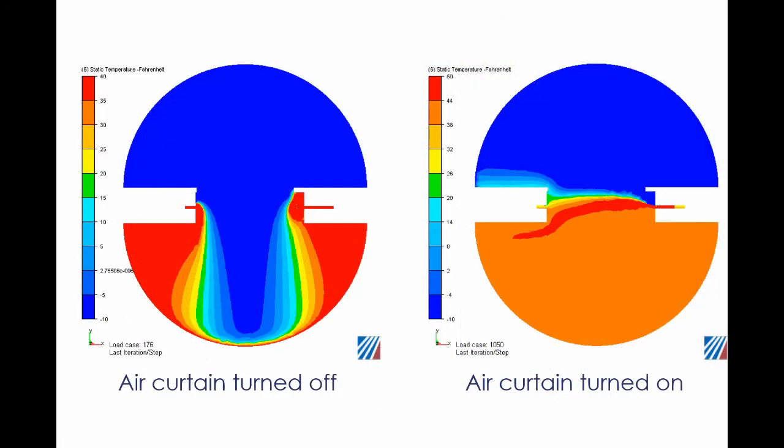This is a computer-aided fluid dynamics, or CFD, simulation of a perfectly adjusted air curtain. Notice how much more cold side air, the blue air, is spilling out in the left picture.